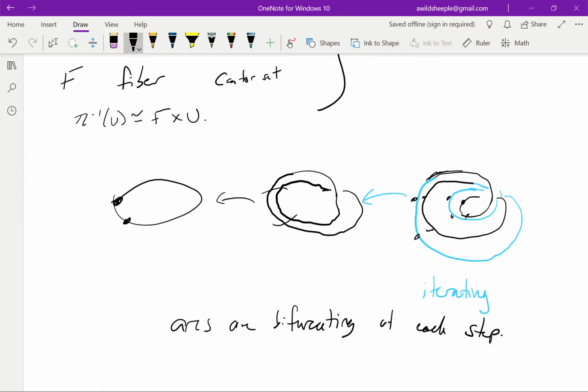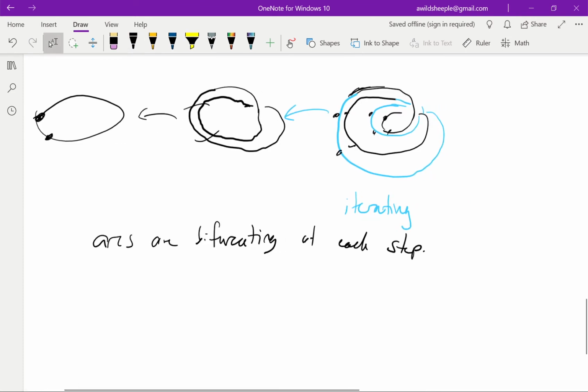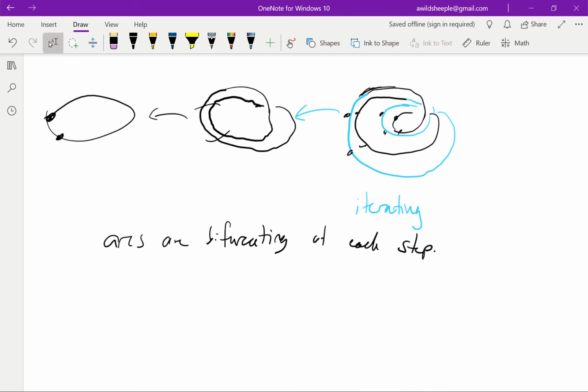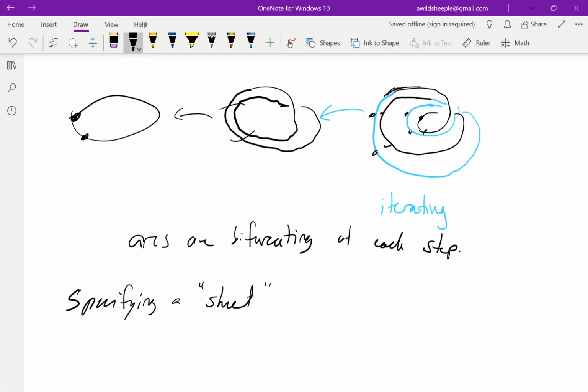That's sort of what's going on here. And so to specify a point that lies over a point in the base space in the limit suffices to choose an infinite sequence of lefts and rights. So specifying a sheet of this cover, it's not really a cover, we're going to say why in a moment, amounts to specifying an infinite sequence of choices of bifurcations.